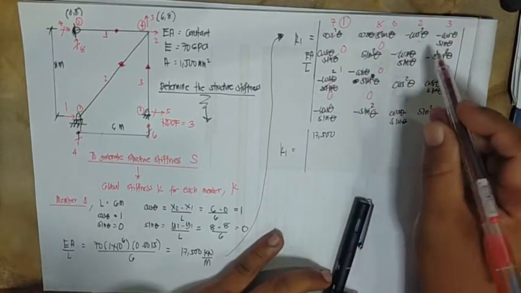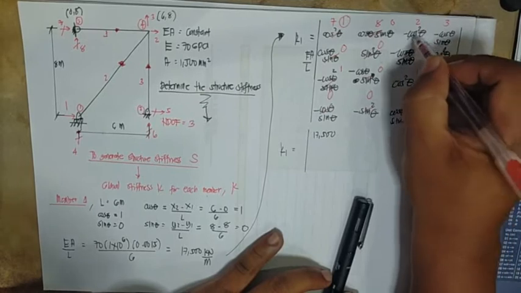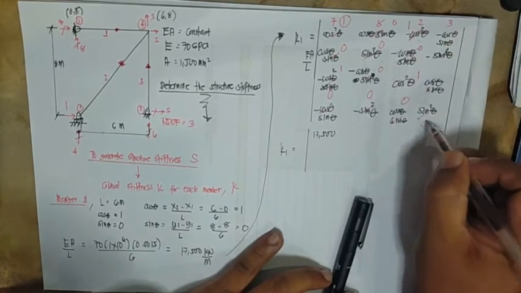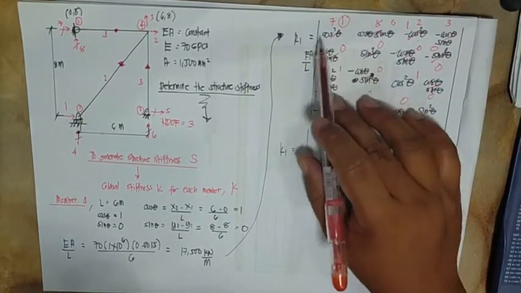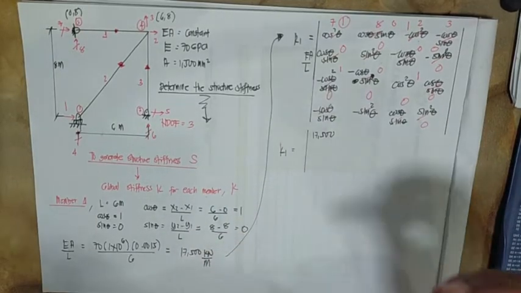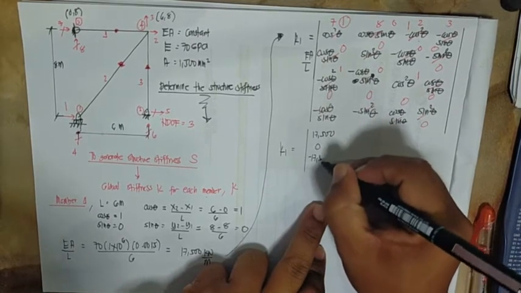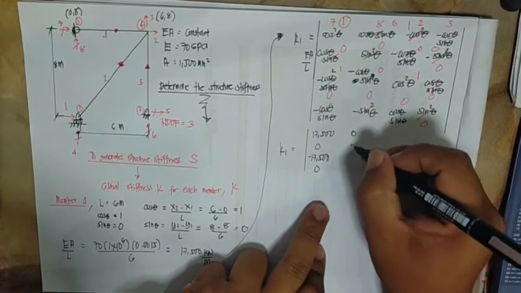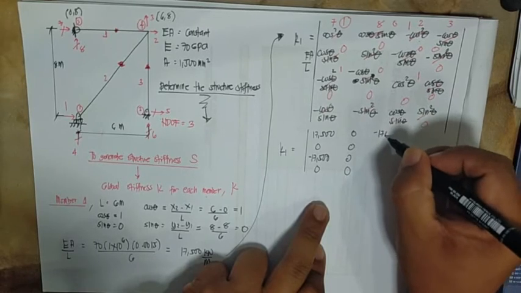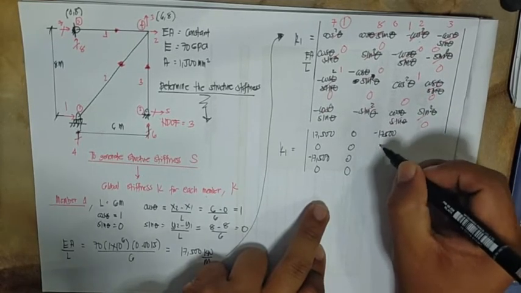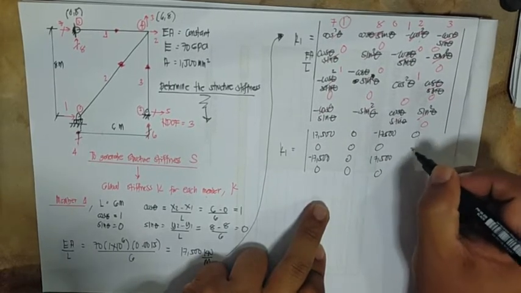All elements that contain sine will become 0. This is 0. This is 1. This is 0. This is 1. This is 0. This is 0. This is 0. This is 0. So meaning, 1 times EA over L, this is 17,500, will give you 17,500, then 0, negative 17,500, then 0, then 0, 0, 0, 0. Then, negative 17,500, 0, 17,500, 0, then 0, 0, 0, 0.